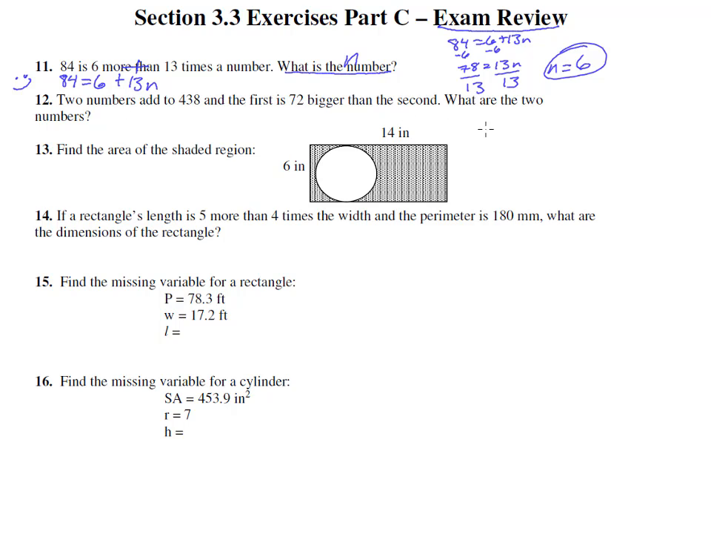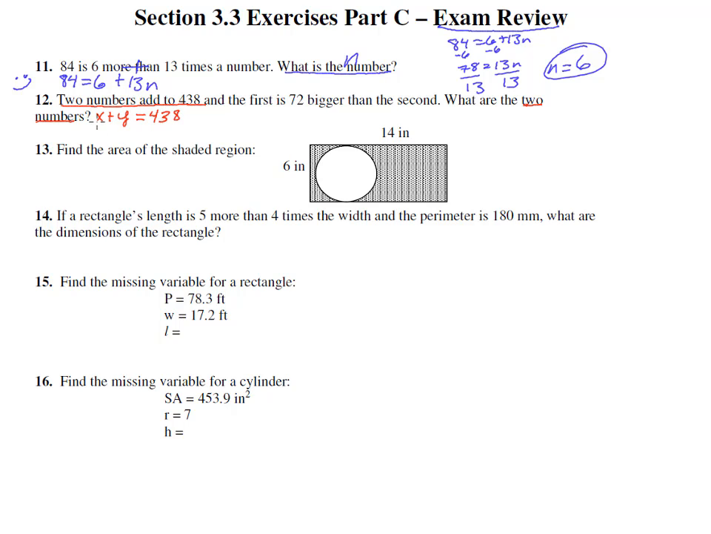Number 12. Two numbers add to 438, and the first is 72 bigger than the second. What are the two numbers? Now we're looking for two numbers, so we need two variables. Let's try an x and a y. Now here it gives us an equation. Two numbers add to 438. So it says x plus y equals 438.